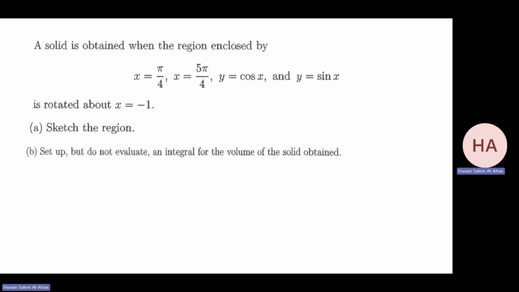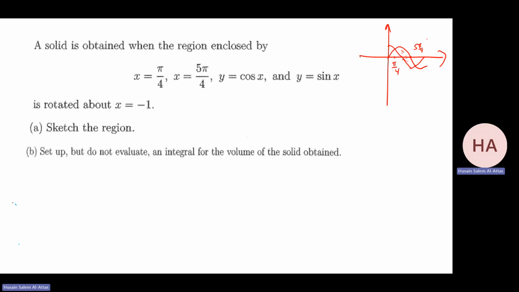So now I need to do this. Let me graph it, sine and cosine. This is sine, and this is cosine. I want it from where to where? This is 5 pi over 4, and this is pi over 4. So I want this region, let's talk about this region.